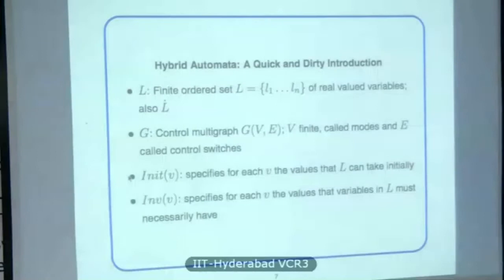Hybrid automata. It has a set of real-valued variables, right? These real-valued variables are the ones that help you in simulating the continuous part of the system. And then there's a control graph, a control multi-graph, just like you have in finite automata, right? Which has a collection of vertices, which are called nodes in the language of hybrid automata, and then there are these edges which allow you to make the control switches.